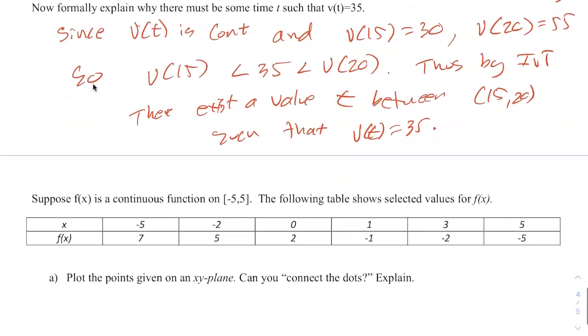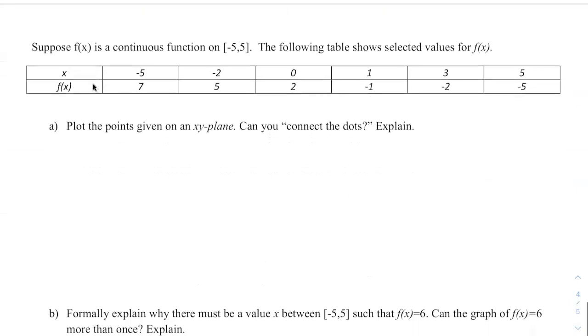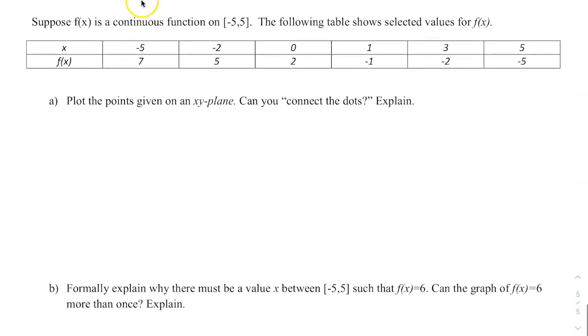Okay, last page. Suppose f of x is continuous on negative 5 to 5. So from here, negative 5 all the way to 5. The following table shows selected values of f of x. So here are all the values from negative 5 to 5 of f of x. Plot the points in the given xy plane, and connect the dots.